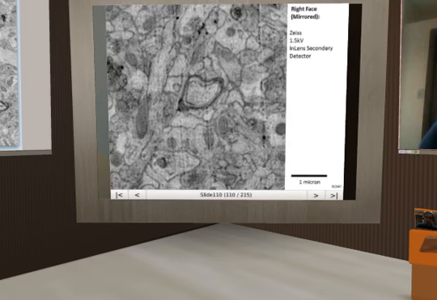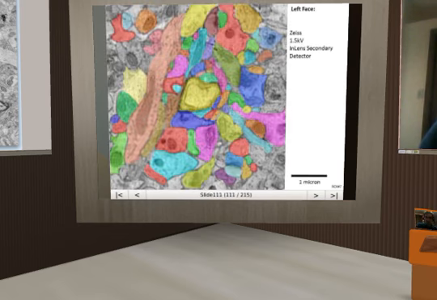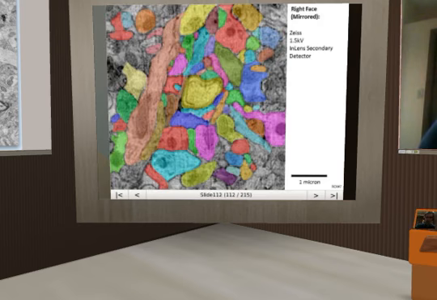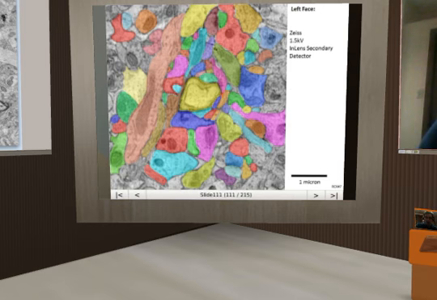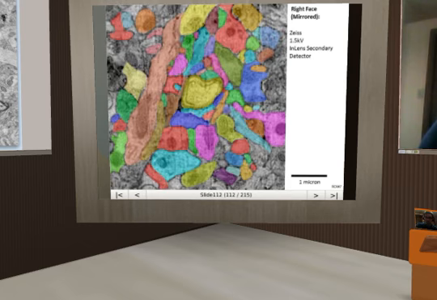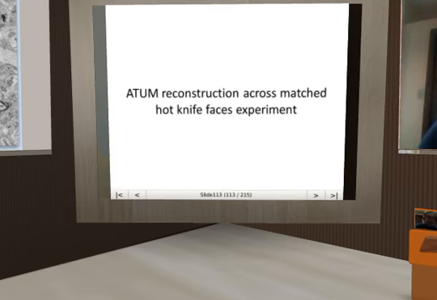Zooming in, left face, right face, and coloring the different processes, you can see that it's easy to trace very small processes. Scale bar here is 1 micron. You can easily trace the finest neuronal processes from one of these thick cut sections to the other.